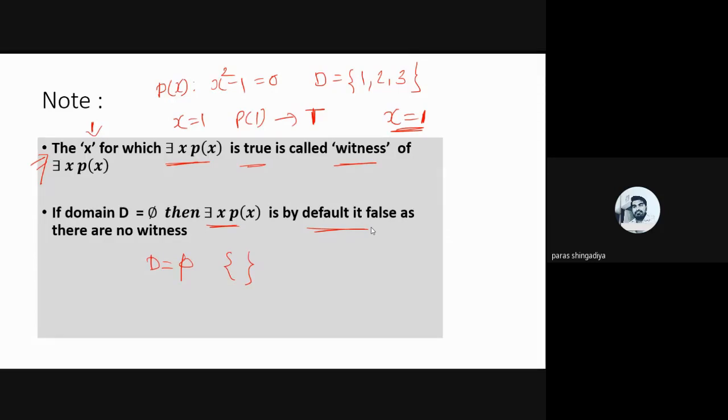Yes, any doubt? Anyone? You can also reply in the chat box if there is no doubt.